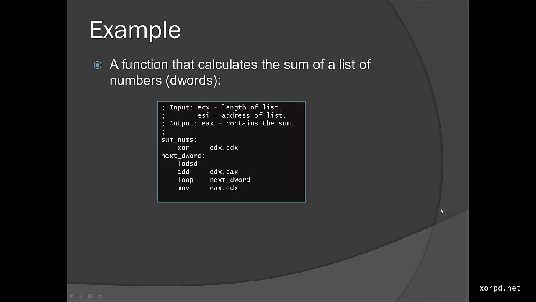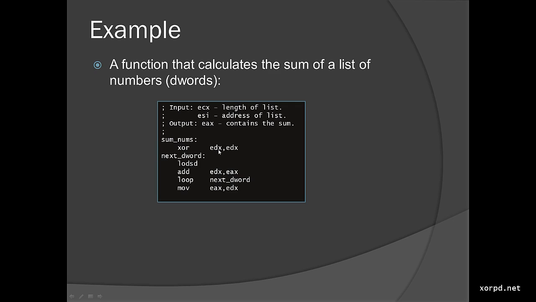We have here a function that calculates the sum of a list of numbers, or to be more exact, D words. We have here a short description of this code. As input we get inside ECX the length of the list, and inside ESI the address of the list. As output we get inside EAX the sum of all the D words in the list. Let's take a fast look at how it works.